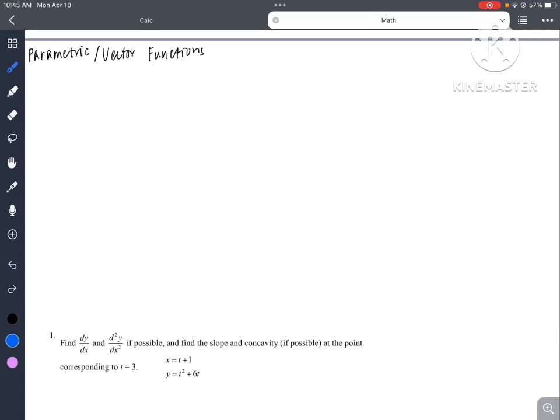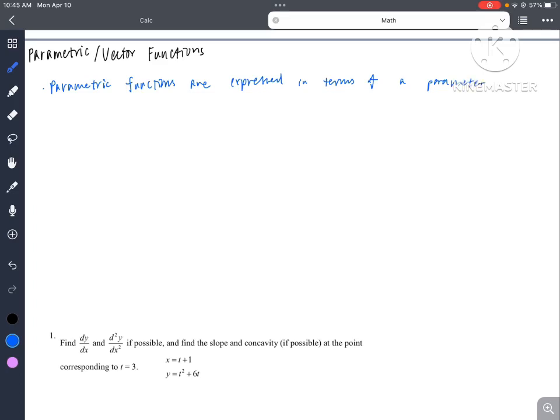Hello, my friends. Let's talk about parametric and vector functions. So first of all, you may be wondering what's a parametric or vector function? Well, a parametric function will be expressed in terms of a parameter. So let's just write it down there. Expressed in terms of a parameter.